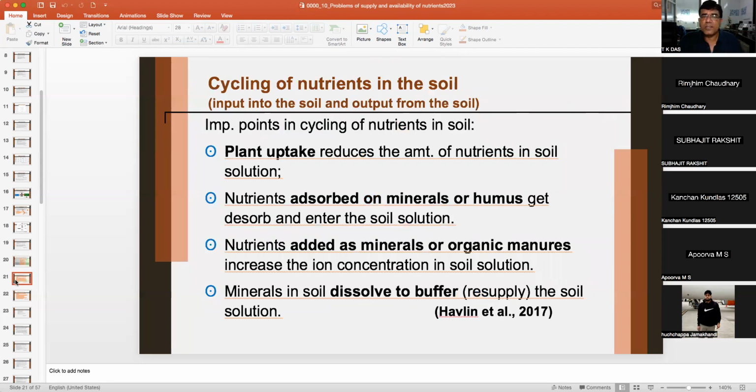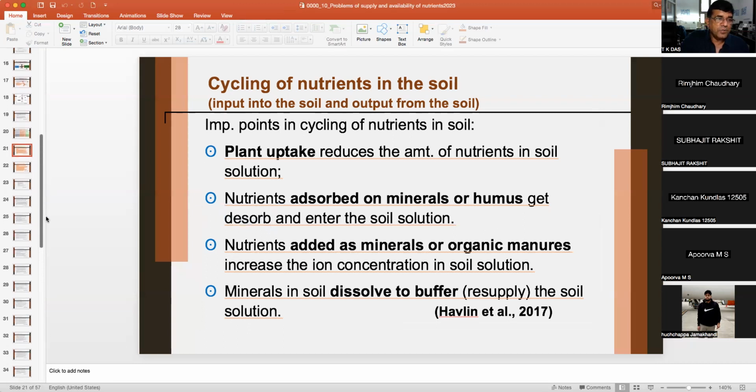Now, cycling of nutrients. I discussed in the beginning entry and exit of nutrients from the soil. So input to the soil and output from the soil is your cycling of nutrients in the soil. This is very, very important because only through cycling do we get nutrients in the soil solution. Plant uptake reduces the amount of nutrient in soil solution. Nutrients adsorbed on minerals or humus get dissolved and enter the soil solution. They will buffer or resupply the nutrients to the solution. Nutrients added as minerals, organic manures, or fertilizer increase the ion concentration in the soil solution. Minerals in soil dissolve to buffer the soil solution.